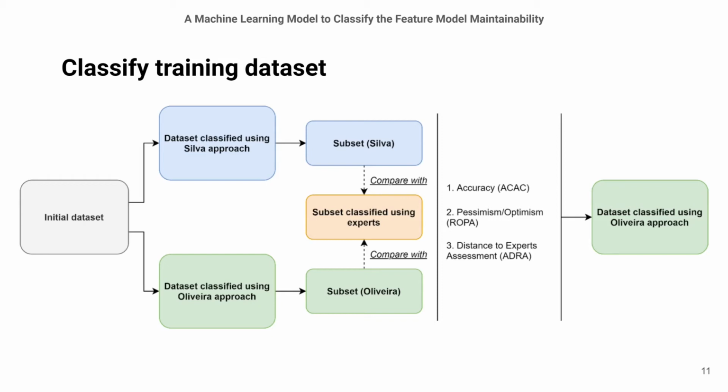So we compared the classifications of the Oliveira and Silva approaches with the classification of the experts in three parameters, which are accuracy, pessimism/optimism, and distance. In the end, the Oliveira approach was the closest to the experts' classifications, so we used the dataset classified with the Oliveira approach to train the machine learning models.